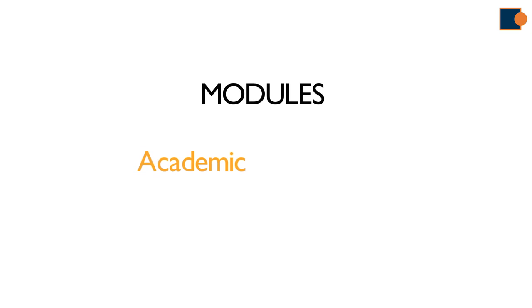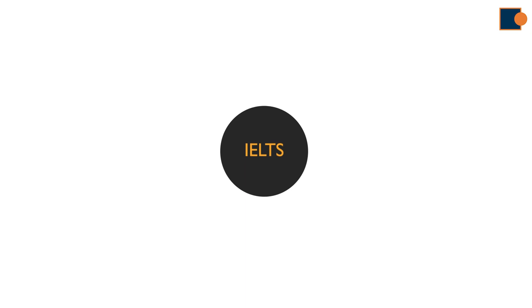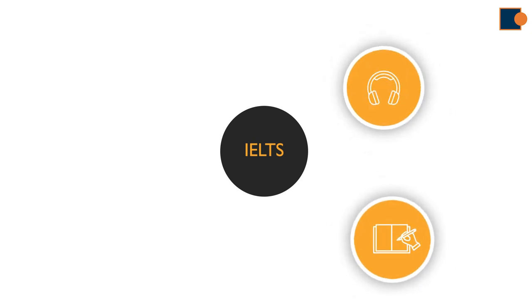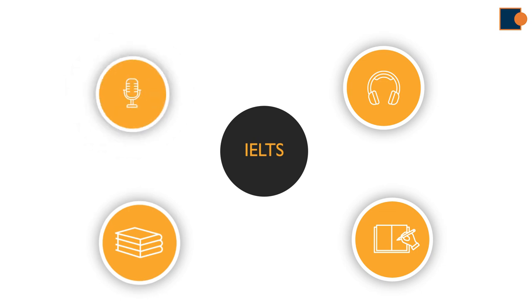It consists of two modules, which are academic and general, for people who want to work in English-speaking countries. But our focus is on the academic module, so let's talk about general details. What is the academic module all about? It has four different sections: listening, writing, reading, and speaking.